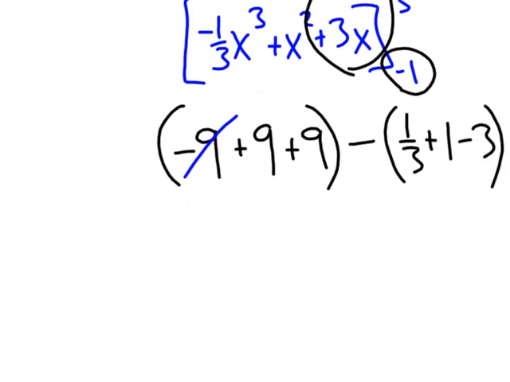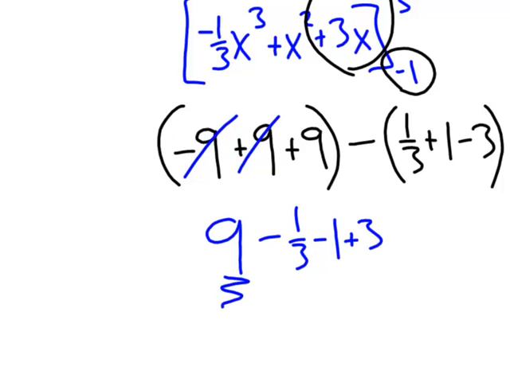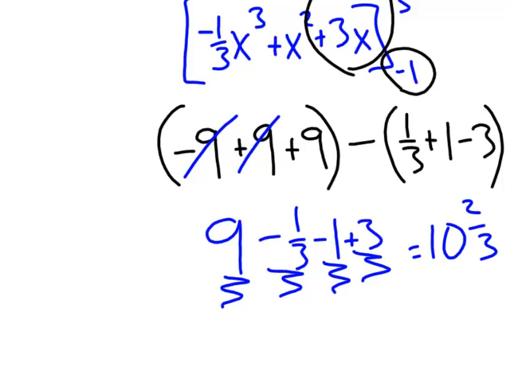All right, -9 plus 9 goes away. We've got 9. I'll distribute this negative. Minus 1/3, minus 1, plus 3. 9 plus 3 gives us 12. Minus 1 gives us 11. 11 minus 1/3, that gives us 10 2/3. Now I'll write it down, but we really prefer not to leave mixed numbers as our final answer in general. So that's the same as 32/3.